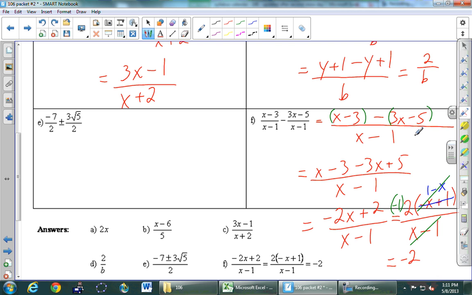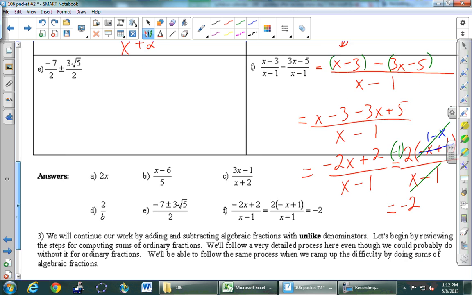Okay, again, what made all of these additions and subtractions easy? Same denominator. So now we're about to relax that. We're going to make them harder. We're going to handle ones that have different denominators. So let's go on to the next page.